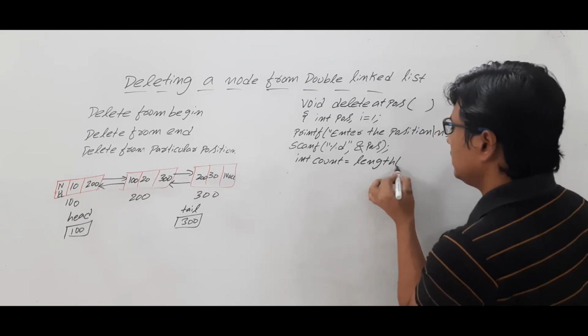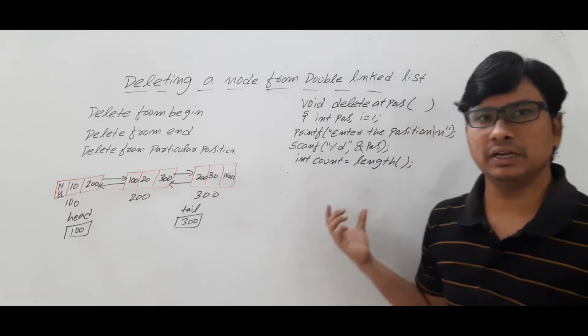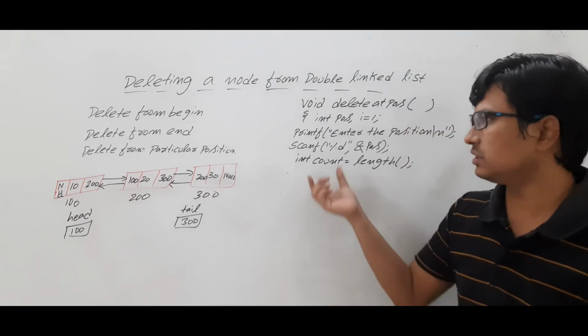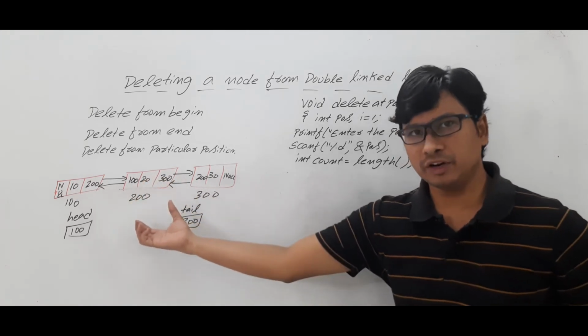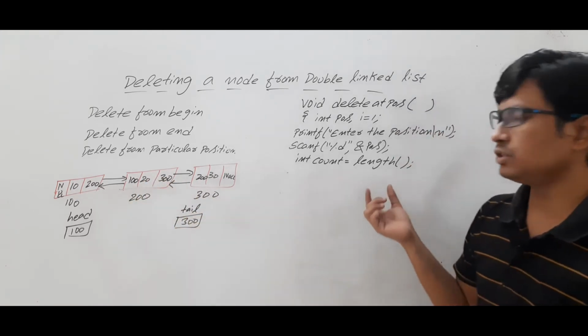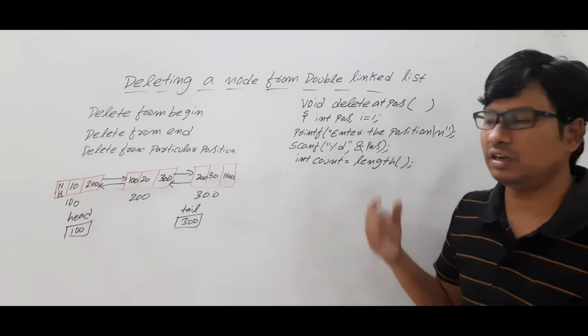Now we will declare some count variable, and then we will call the user defined function called length. What will this function do? It will compute the number of nodes in the double linked list. I have already discussed it in the previous video. If you don't know how to compute the number of nodes in the linked list, I request you to watch that video. There I have defined the user defined function called length.